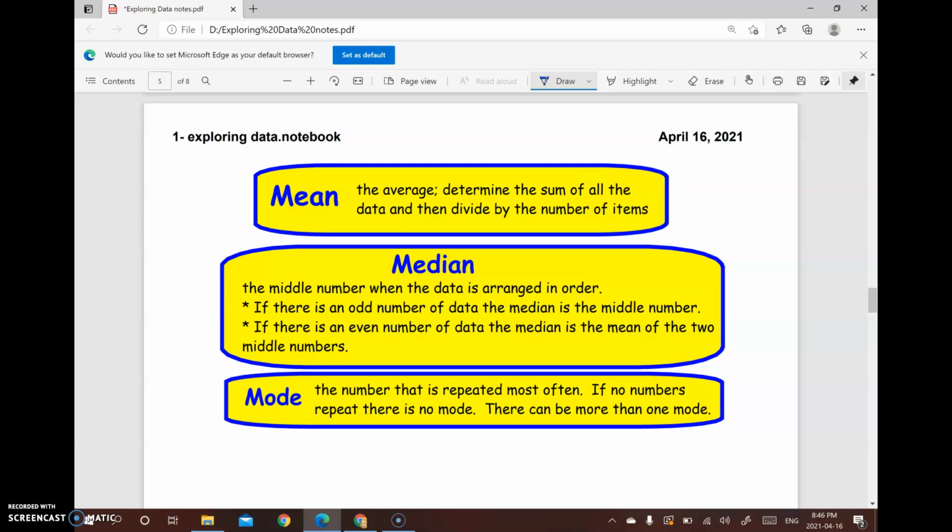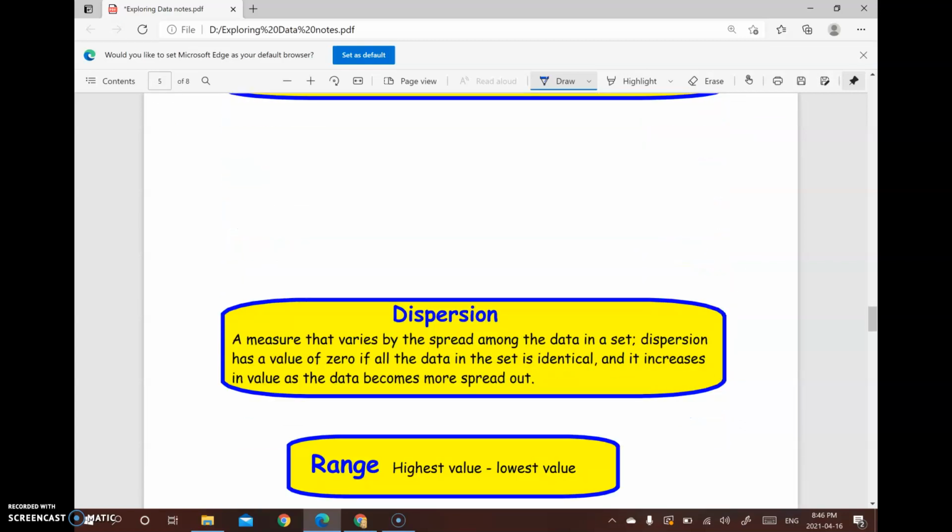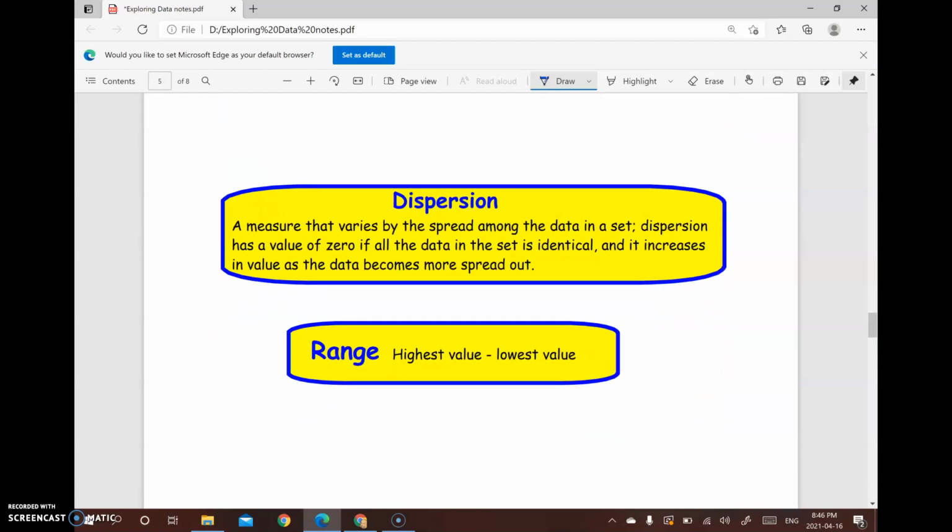The mode is the number that is repeated most often. If no numbers repeat, there is no mode. There can also be more than one mode. Dispersion is a measure that varies by the spread among the data in a set. Dispersion has a value of 0 if all the data in the set is identical, and it increases in value as the data becomes more spread out. Range is the highest value minus the lowest value.